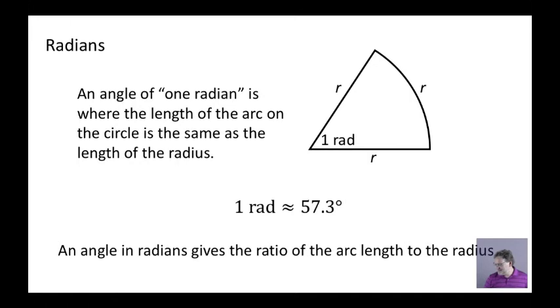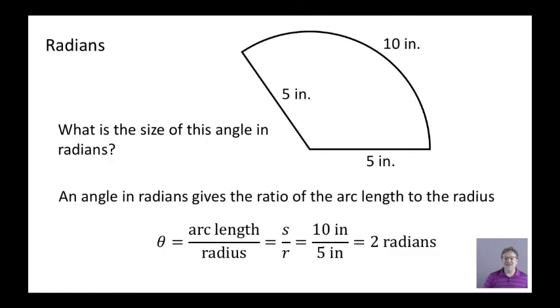So what's the size of this angle in radians? Well, take a look at those measurements there. It's a section of a pie. That angle defines the section of a pie in which the radius is 5 inches, both in one place and in another place, of course. And the length of the arc on the opposite side of the angle there, the length of that curved arc, is given to us as 10 inches.